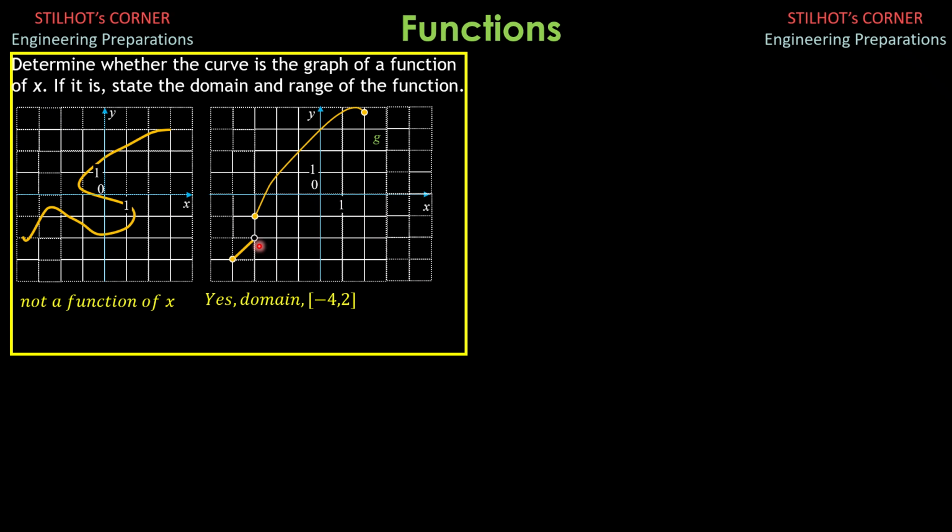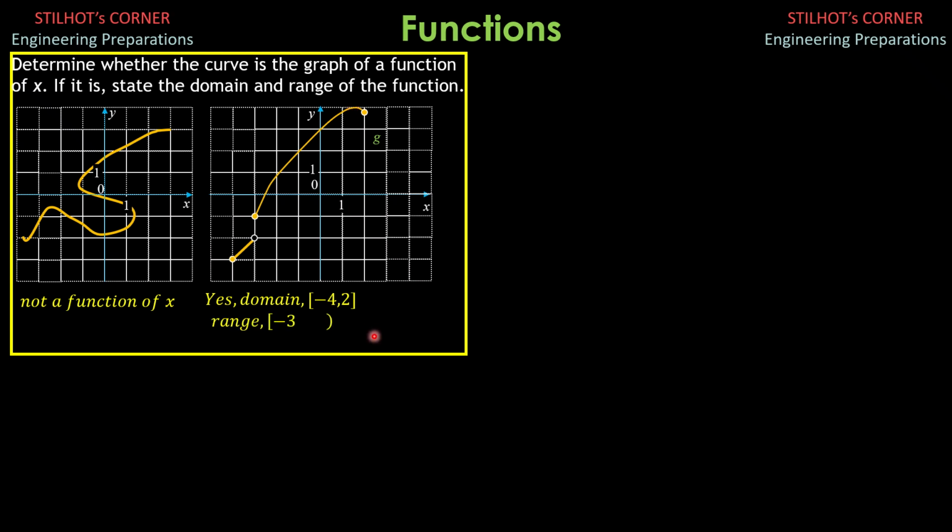parenthesis, union with closed bracket -1 to the highest value, which is +4. So this is +4 here. 1, 2, 3, 4. So the range is the union of closed bracket -3 to -2, then open parenthesis, union with closed bracket -1 to +4.